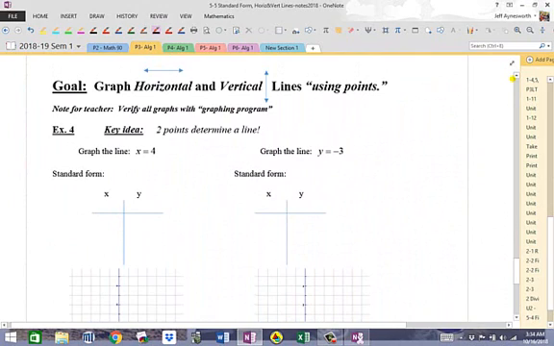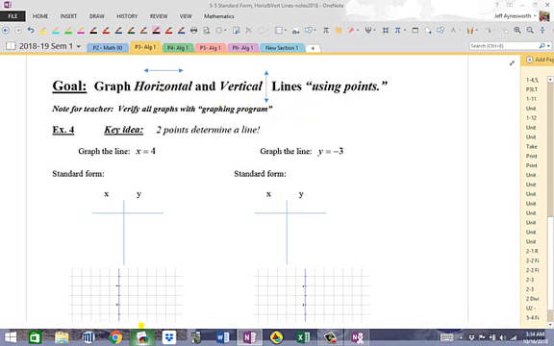Okay, and the last thing we need to do is graph horizontal and vertical lines. So horizontal, go left, right, vertical, go up and down. And you learn how to do it by using points. And then I will, assuming my graphing program works, I will show you how to do it using a graphing program.